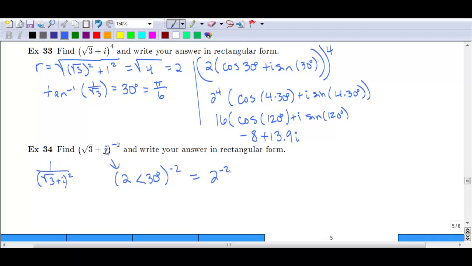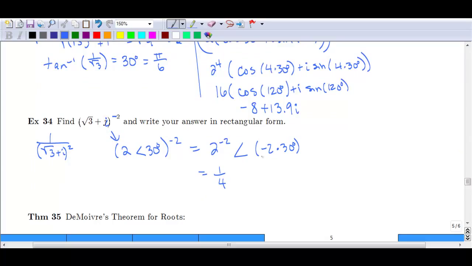Well, again, we distribute. We've got 2 to the -2, and the angle here is -2 times 30. So we end up with 1/4, since 2 to the -2 would be 2 squared, and then flip it over the fraction bar. And then our angle here is -60. Again, we don't like angles that are negative. We would need them to be between 0 and 360, so we would just add 360 to this. We end up with 1/4 times the angle of 300 degrees.